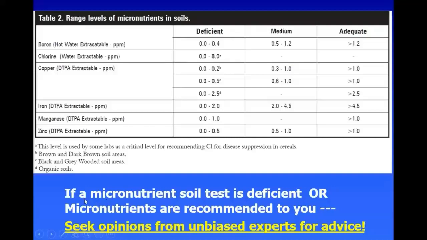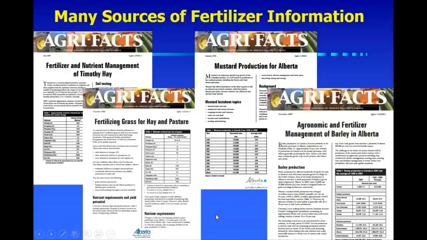But basically what I would suggest is if you test for micronutrients and they come out deficient, or you have an agronomist who's making micronutrient recommendations for you, seek opinions from several unbiased experts, preferably an independent agronomist who's not selling fertilizer. Get a couple of opinions before you go ahead and use micronutrients. And if you are still unsure, I strongly recommend doing a few test strips on farm for yourself to see if you're really going to get a response or not.